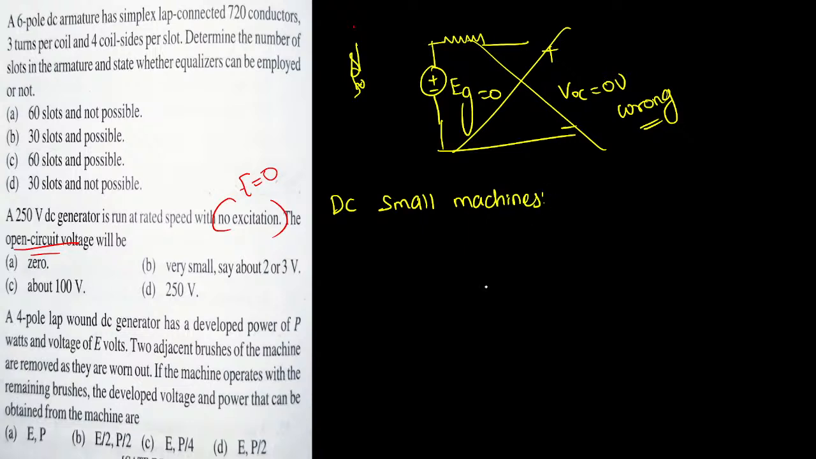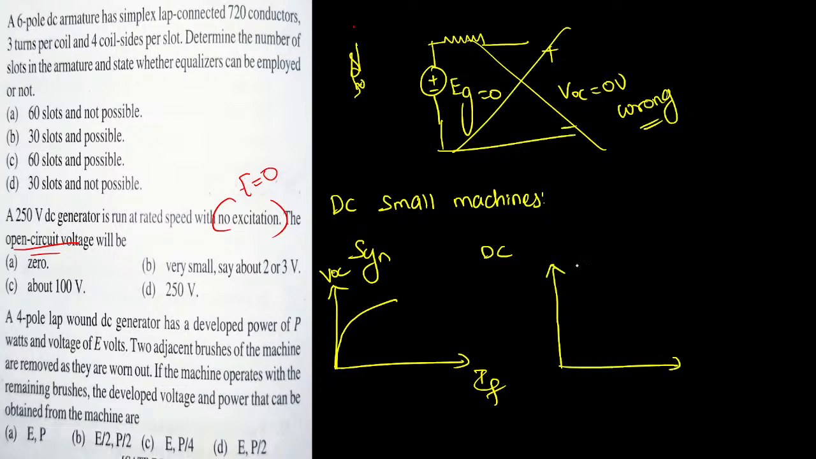You can draw. What is the difference in open circuit characteristics between a synchronous machine and a DC machine? In a synchronous machine, open circuit means we plot field current versus open circuit voltage. We will start from zero and go like this. But with the DC machine, how will you draw the voltage? It will start from somewhere else and go like this. What is the difference between this one and this one, sir?